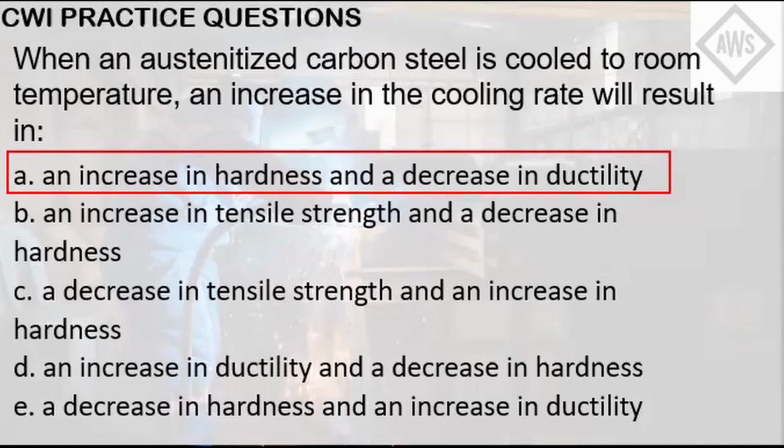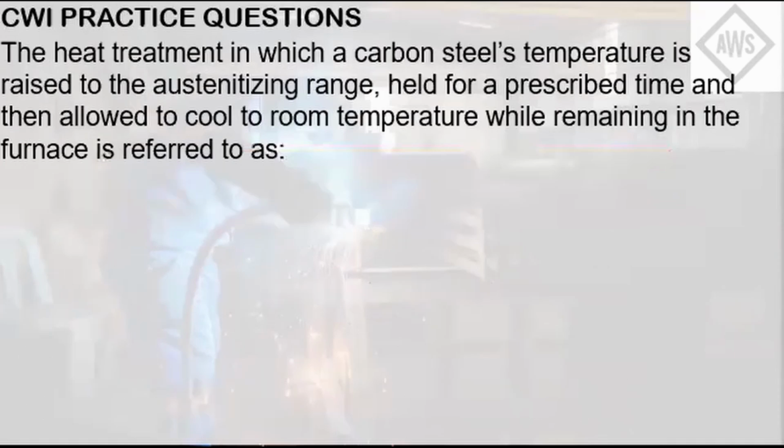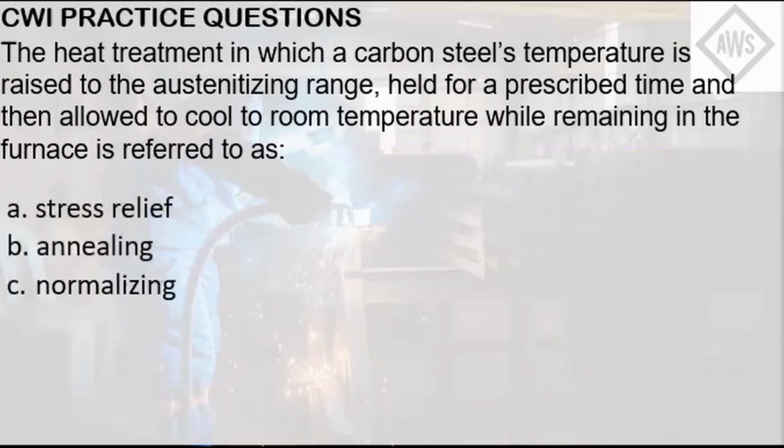Generally, when an austenitized carbon steel is cooled to room temperature at a higher cooling rate, it becomes more brittle, hence the decrease in ductility and toughness. The heat treatment in which a carbon steel's temperature is raised to the austenitizing range, held for a prescribed time, and then allowed to cool to room temperature while remaining in the furnace is referred to as letter A, stress relief, letter B, annealing, letter C, normalizing, letter D, tempering, letter E, austenitizing.